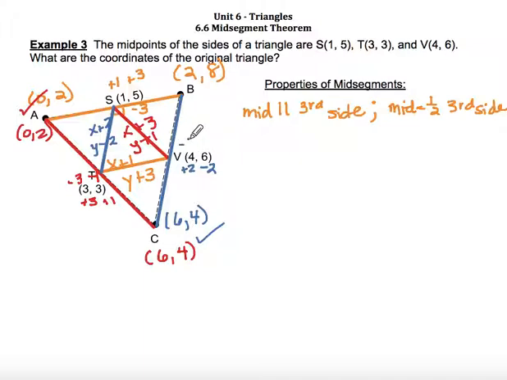And then just flip it around to go the opposite way. 4 minus 2 is 2. 6 plus 2 is 8. There we go. We have the coordinates of A, B, and C.